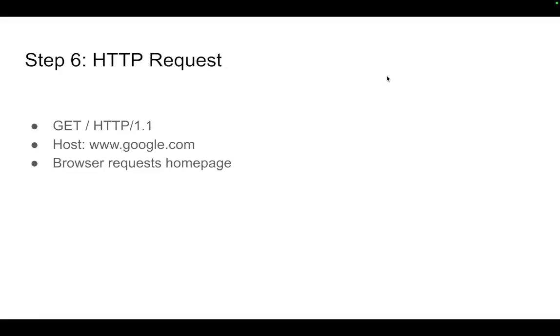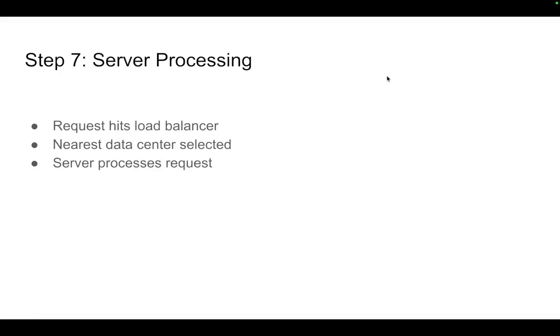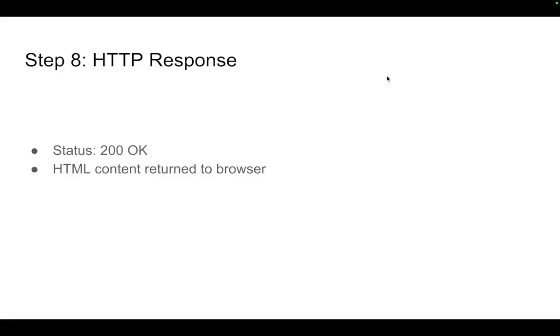On step 5, SYN and SYN-ACK would perform the three-way handshake here, and a reliable connection is established since HTTP runs over a TCP connection. Step 6, the HTTP GET request will be performed. The host would be google.com and the browser requests the home page. The server processing, step 7: the request hits the load balancer, the nearest data center is selected, and the server processes the request. The HTTP response would come as 200 OK and HTML content is returned to the browser.